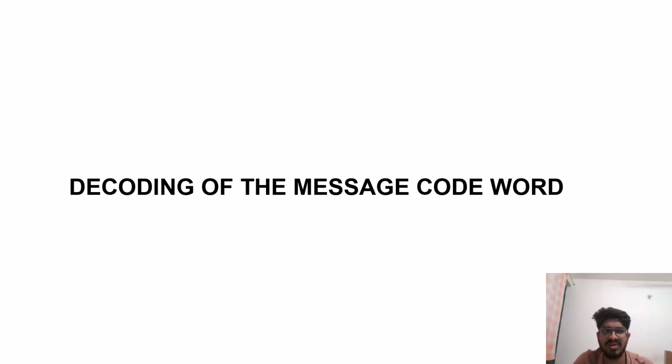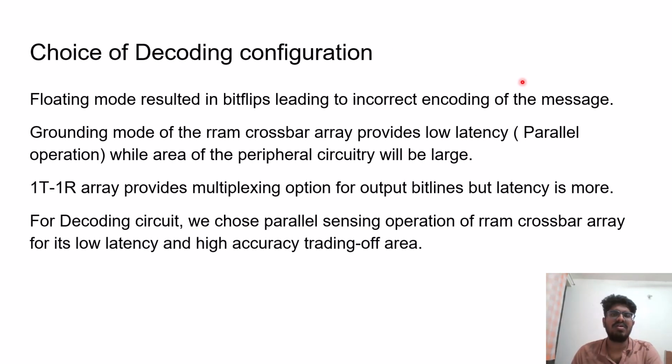Decoding of the message code word. Choice of decoding configuration. In our project, we tried to implement all the three configurations for the encoding mechanism of Hamming code. We have tabulated all the results of corresponding message bits and their corresponding encoded words. We have found that by using floating mode, sneak path currents were more and they caused bit flips. So it caused incorrect data or encoding of the message.